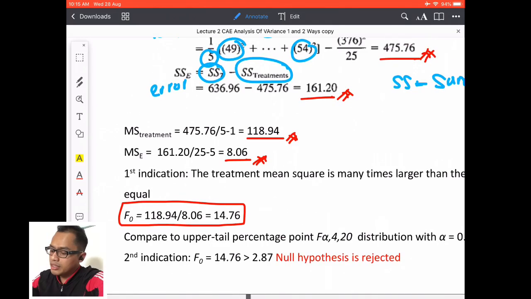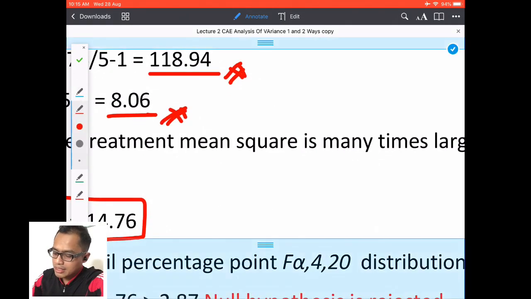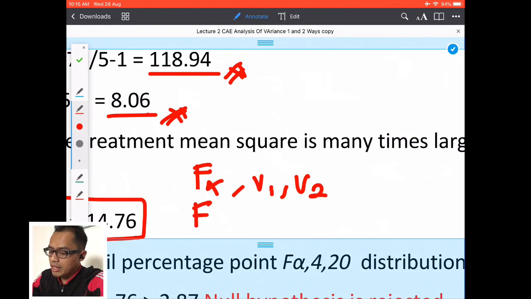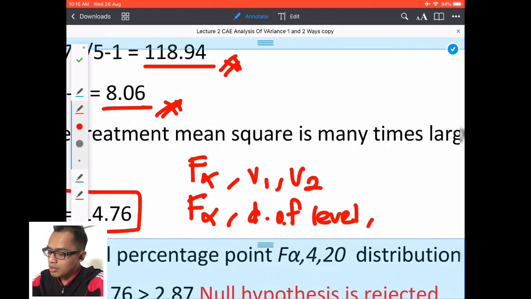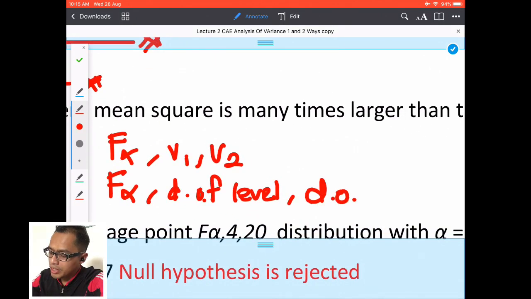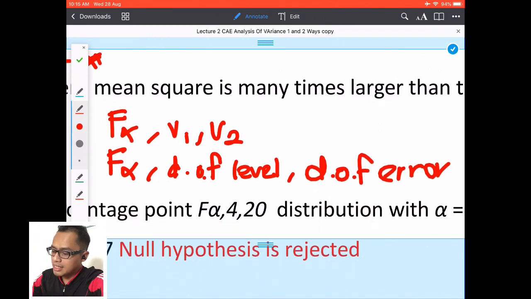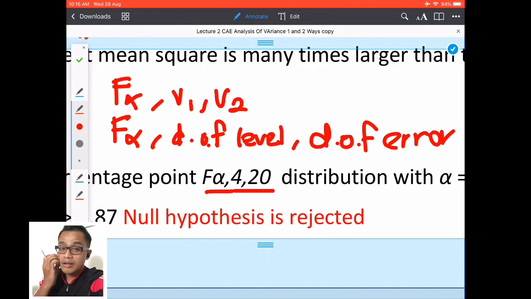Now, in the table, the results will be laid down as such. F alpha, V1, V2. Alpha stands for the significant level. V1 is the degree of freedom of level. V2 stands for degree of freedom of error. In this case, it is alpha, 4, 20. Where do we get 4 and 20?